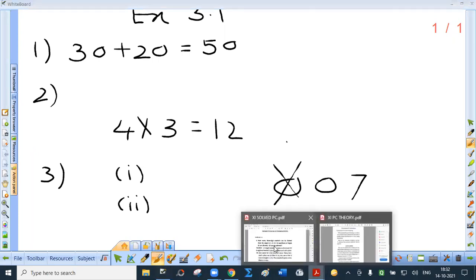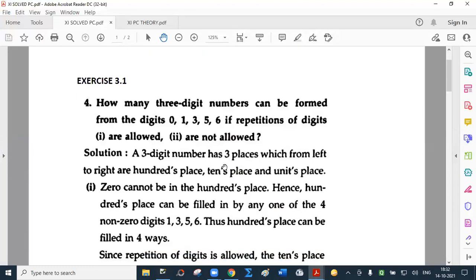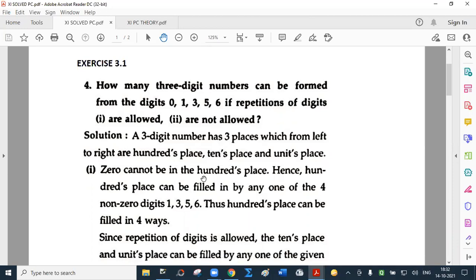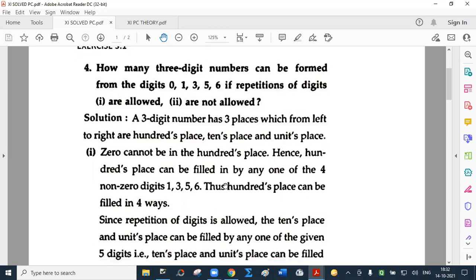See, a 3-digit number has 3 places: units, tens and hundreds, which from left to right are hundreds place, tens place and units place. 0 cannot be in hundreds place. Hence, hundreds place can be filled by any one of the 4 non-zero digits. In how many ways? 4 ways. In hundreds place, we cannot write 0, but we can write 1, 3, 5 or 6. So hundreds place can be filled in 4 ways.